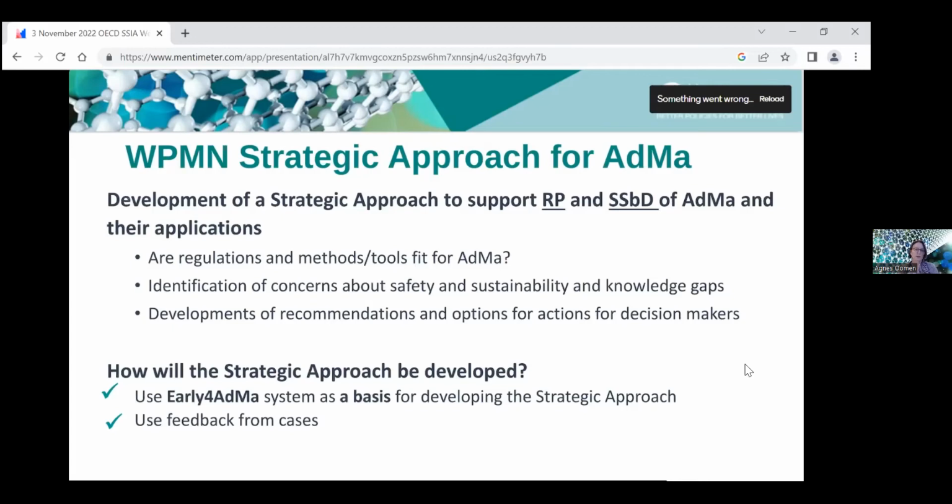So how will we approach this, and how will this strategic approach be developed? We will use the early warning system, which I will elaborate further on in the next slide, as a basis for development of this strategic approach. And in addition to that, use the feedback of the cases to improve this system and really develop this strategic approach under the umbrella of OECD.